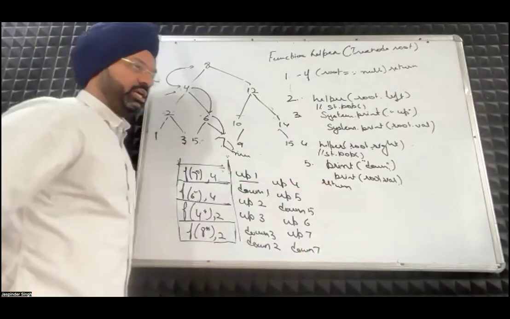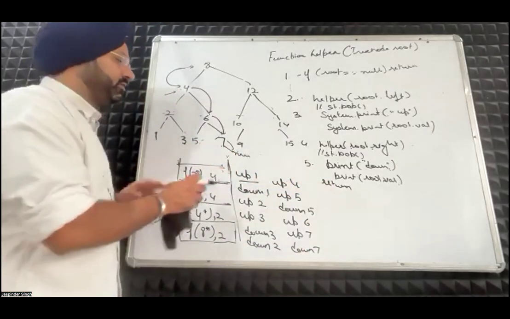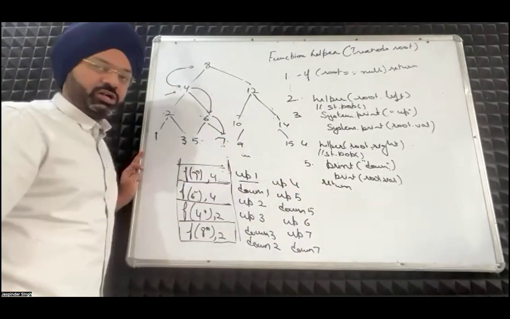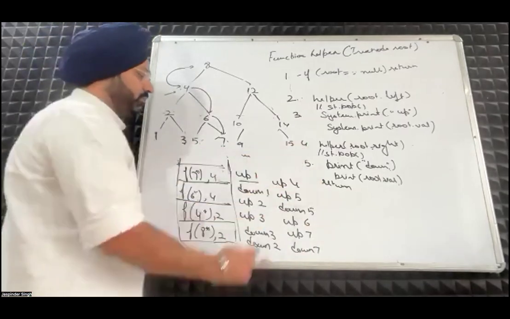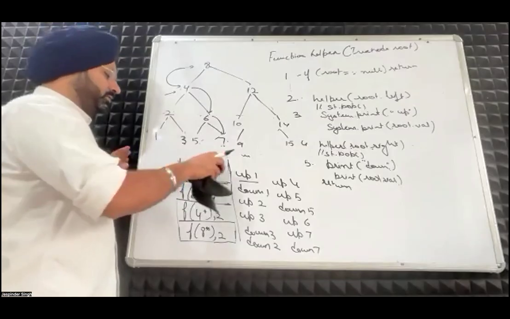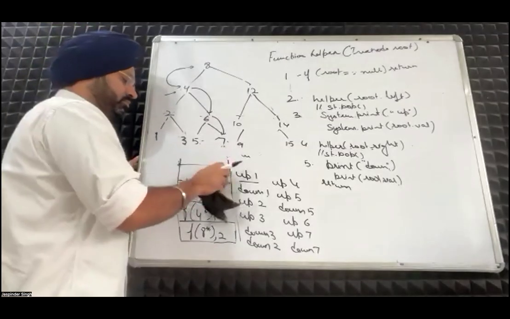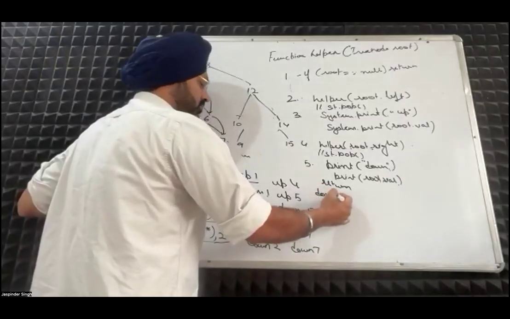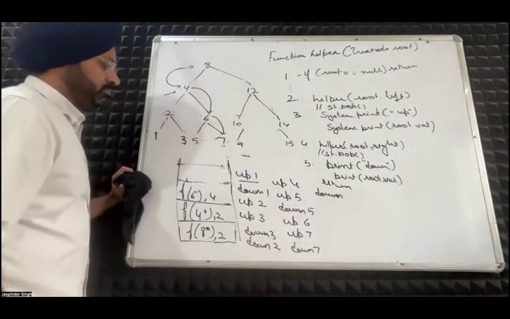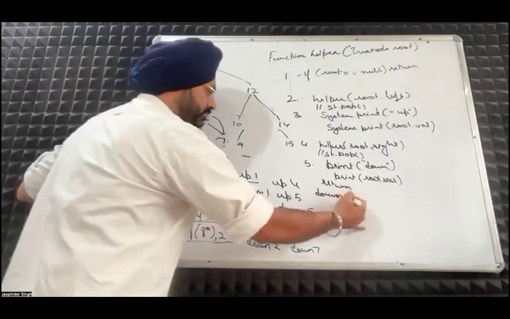Return happens. It means the function call of left is done, right is done for 7. This function call is complete. Return happens to the same place from where it was called, line number 4. This pops out. Down 6 will be printed.